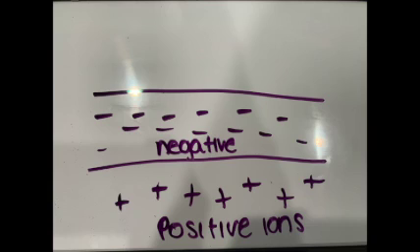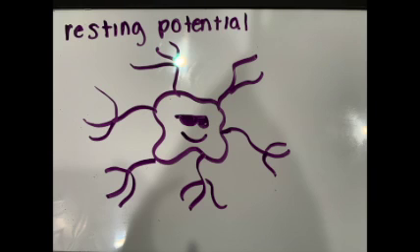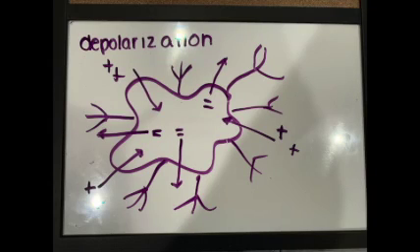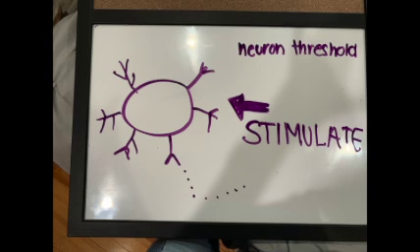The positive ions are the sodium ions located outside the cell, and the negative ions are the potassium ions inside the cell. The resting potential is the electrical charge across the cell membrane of the neuron in its resting state. Depolarization is when sodium rushes into the neuron through the membrane and potassium rushes out, resulting in a change in the charge. The neuron threshold is a level of stimulation needed for the neuron to fire.